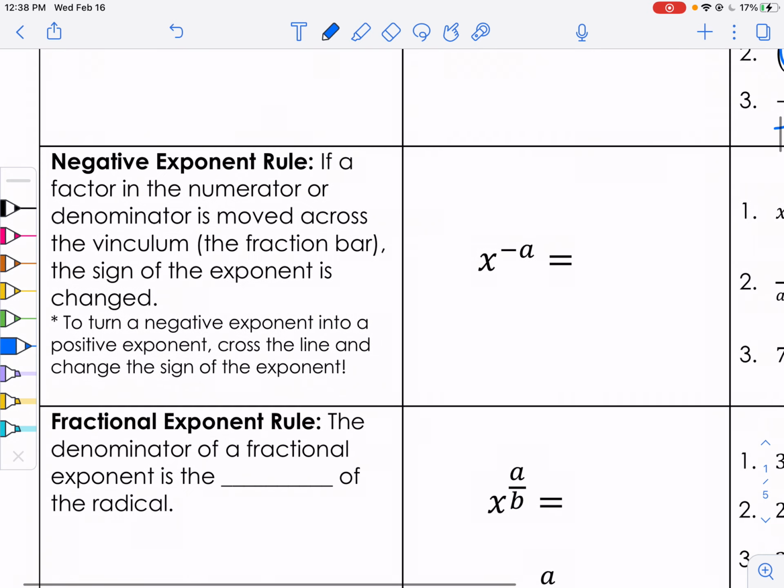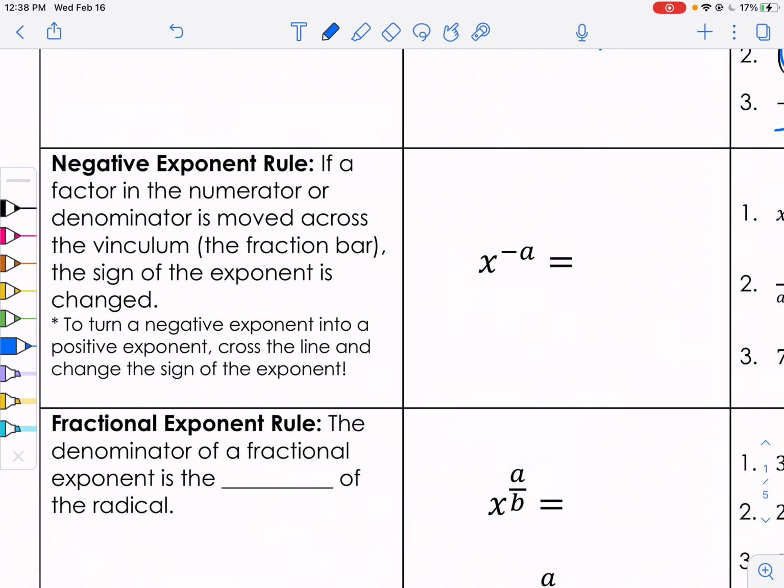And then we have 2 more. Hang tight. So negative exponent rule. If a factor in the numerator or the denominator, so no matter where it is, is moved across the vinculum, the sign of the exponent is changed. So basically, if we want to turn a negative exponent to a positive exponent, we cross the line, the division line, and we change the sign.